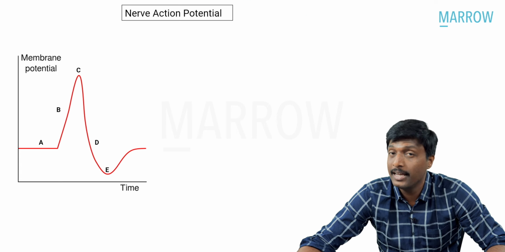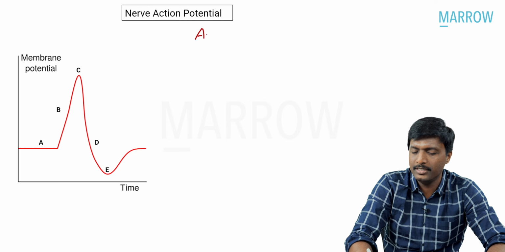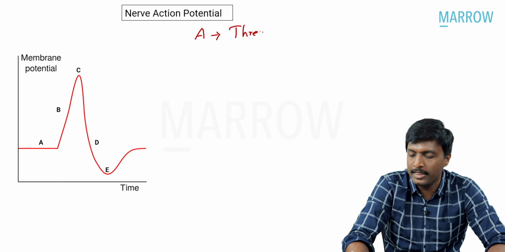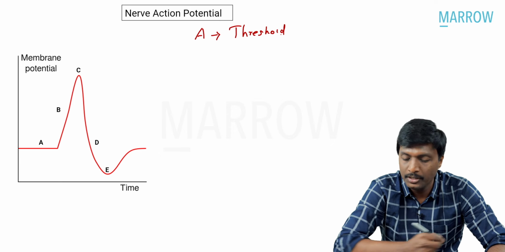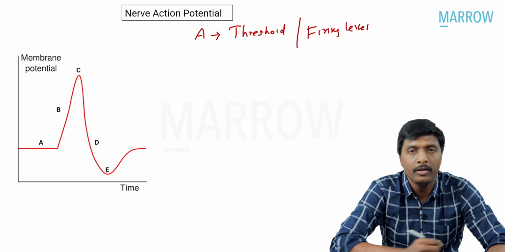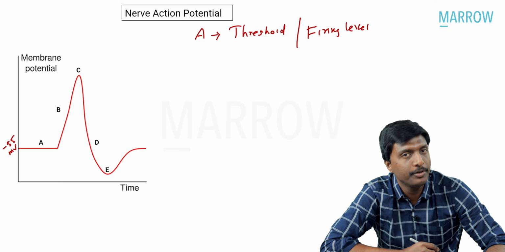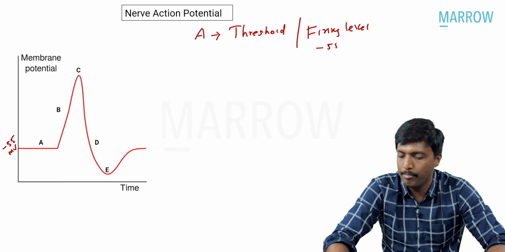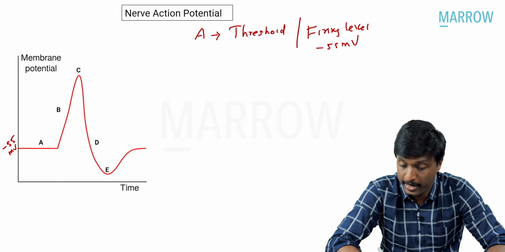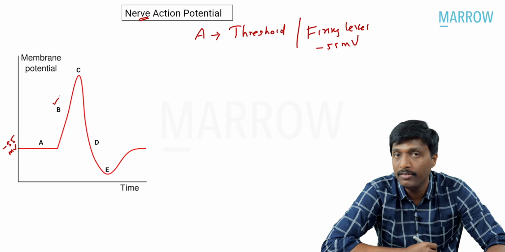Now, look into this diagram, guys. By this time, you must be very familiar. Who will answer correctly? What is this point A? This point A is considered to be the threshold. Yes, sir. Which is also called the firing level. True. How much is that value? Minus 55 millivolt. The threshold is usually minus 55 millivolt, it is nerve action potential, remember. Once the threshold is reached, action potential will fire.